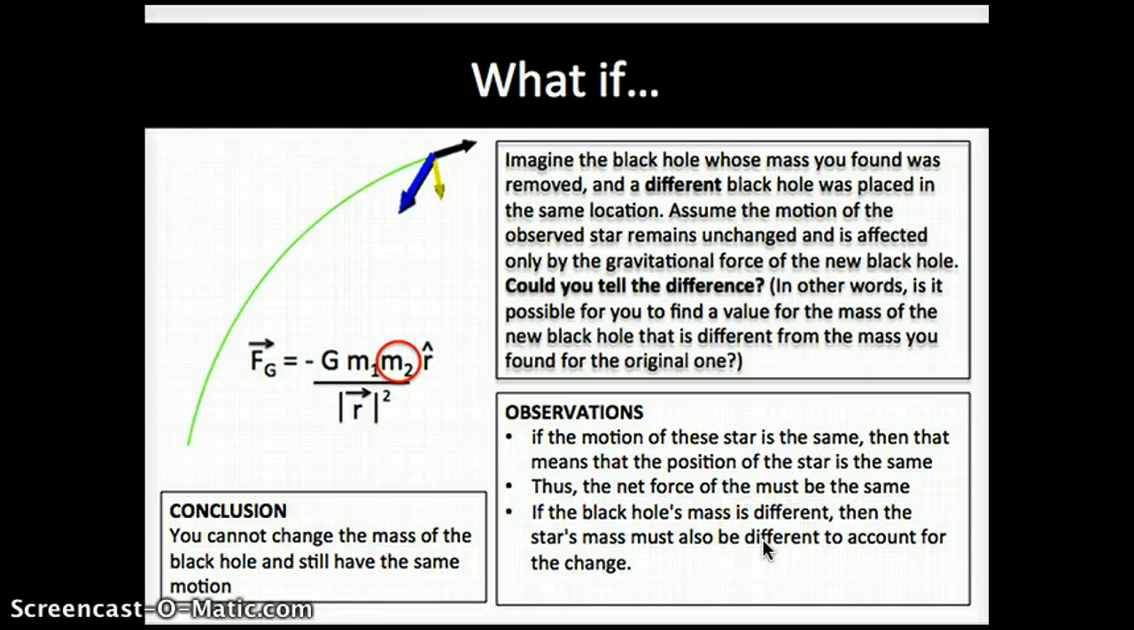Given that the net force must also be the same, the mass of the star multiplied by the new mass of the black hole must be equal to the mass of the star multiplied by the mass of the old black hole. If the black hole's mass is different, then the star's mass must also be different to account for the change. Everything considered, you cannot change the mass of the black hole and still have the same motion, because the inward force will be stronger in accordance with Newton's fundamental law of gravitation, and thus will pull the star closer to the black hole.